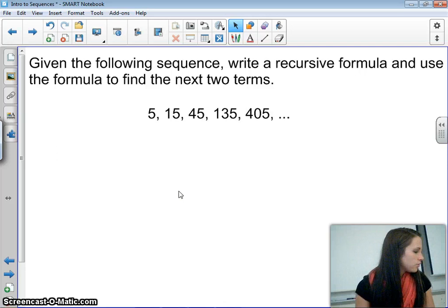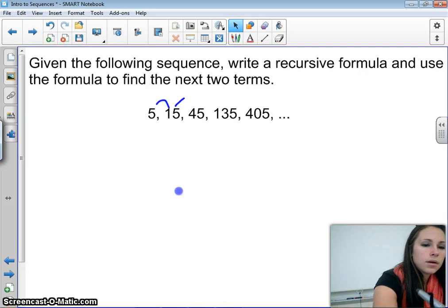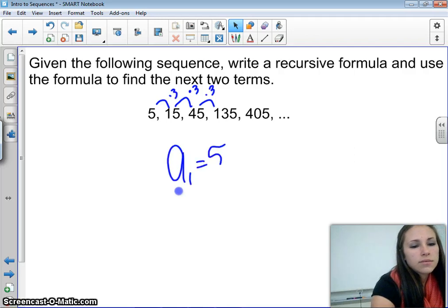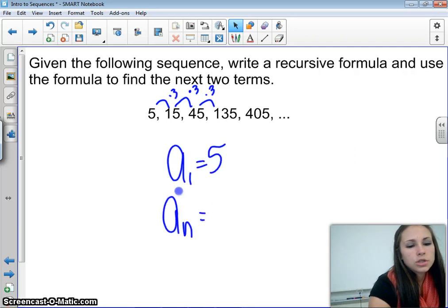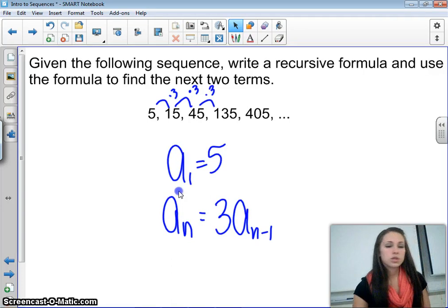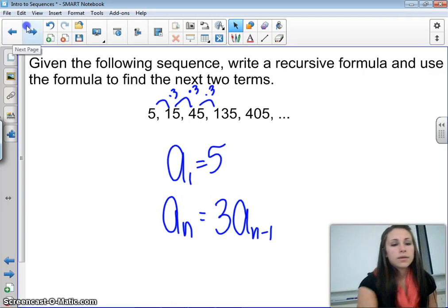Alright, last recursive formula is I'm just multiplying each of these by 3. So I would say A1 is 5, and a_n is just going to be 3 times the term before. And so that's all I'm going to do. And this is my final answer.